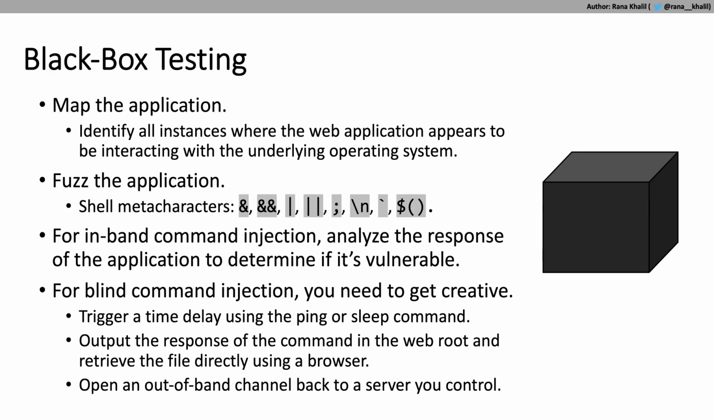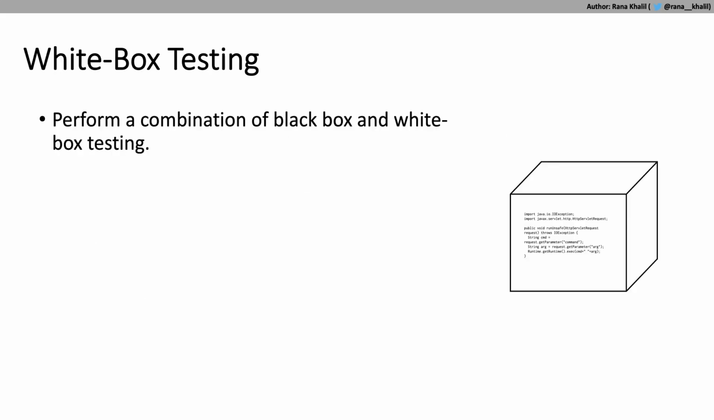Another way is to open an out-of-band channel back to the server that you control. And this is usually done using Burp Collaborator. We'll discuss it in the next section to see exactly how you can do that. Okay, so that's for a black box approach. Now let's talk about testing it from a white box testing approach.